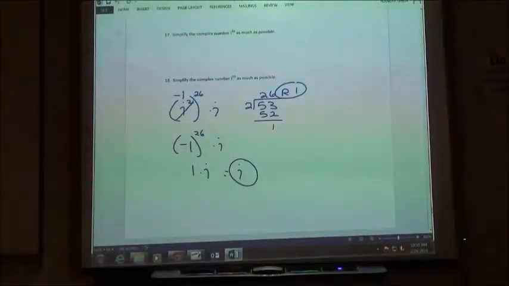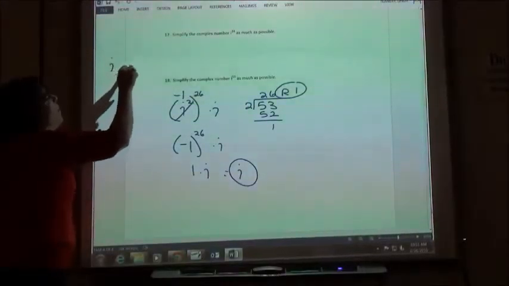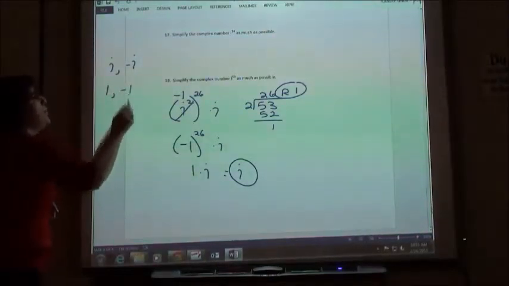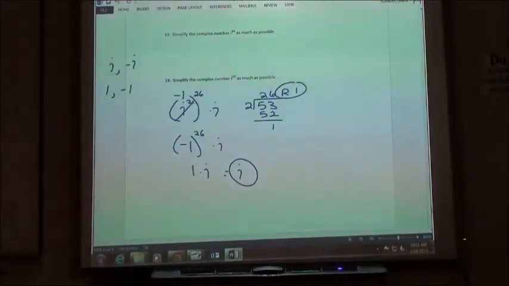So on these ones where you're simplifying with those big exponents, there are only 4 possible answers you should ever end up with. You should either get an i or a negative i, right? When we had that extra remainder of 1, we got i and negative i. Or you might get 1 or negative 1. When you don't have a remainder, you get a nice whole number. It's either going to be 1 or negative 1. Those are the only 4 answers you should ever get. If you get anything other than one of those 4 things, it's wrong.